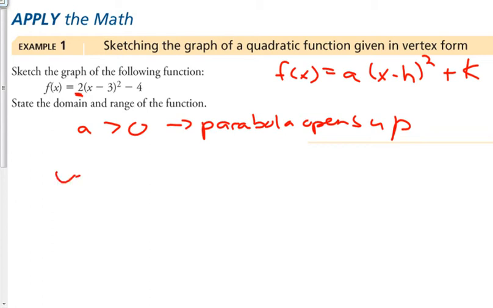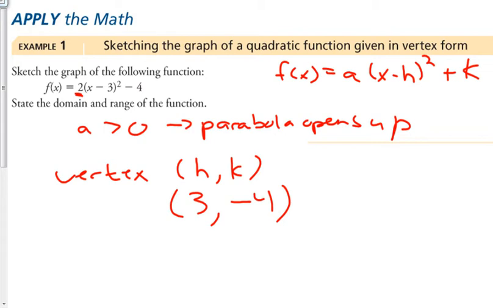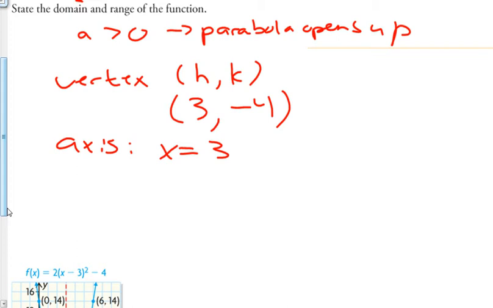The vertex then is at h, k. So our vertex is going to be, h in this case is 3, k in this case is negative 4. So that's where our vertex is. And the equation of the axis of symmetry is going to be x is equal to 3. And then we still need to determine one other point on the parabola. Let's substitute 0 in for x, because that's always easy.